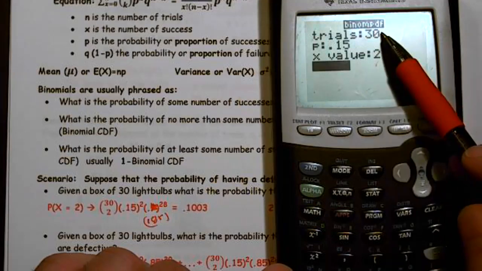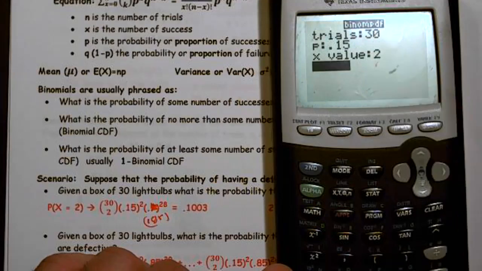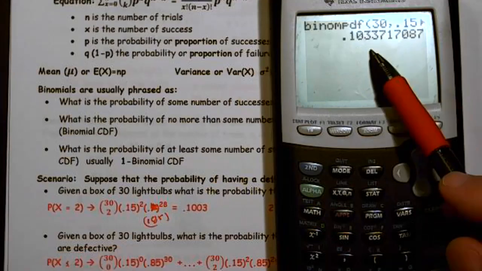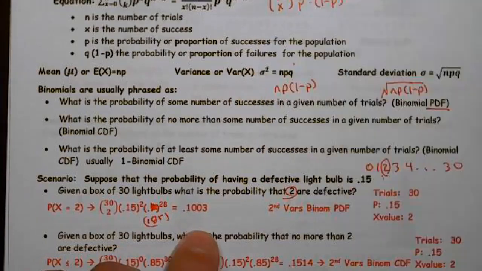By the way, these must be whole numbers, all right? When I do that, I end up getting that probability is 0.1003.